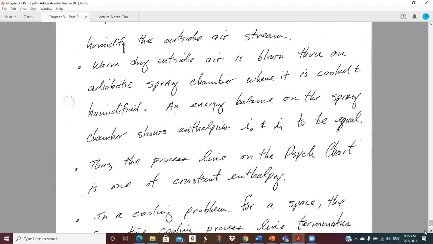The energy balance on the spray chamber shows that the enthalpies in and out are the same. So it's a constant enthalpy device. So the process line on a Psych chart is one of constant enthalpy.